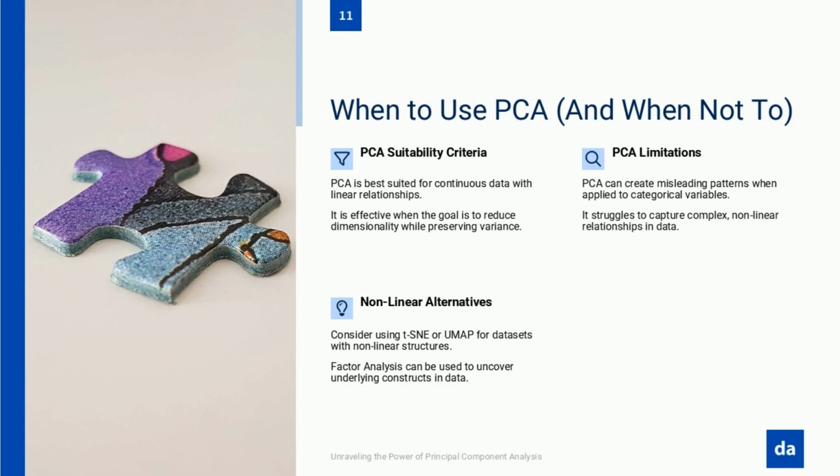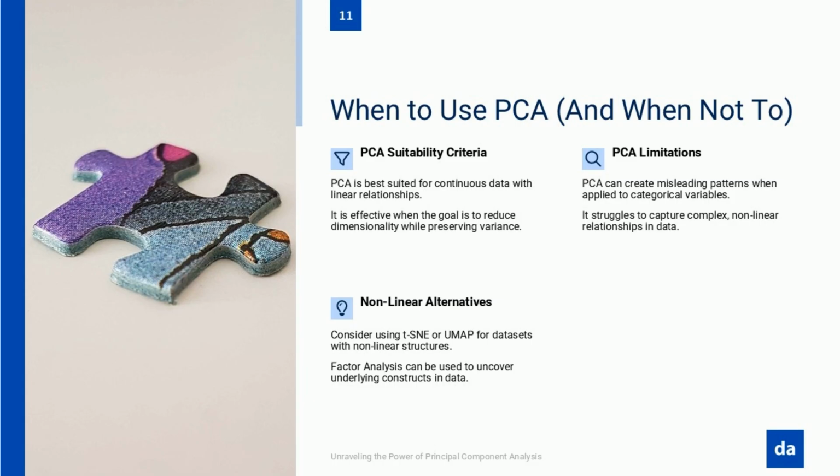PCA assumes linear relationships between variables and works best with continuous data. This fundamental assumption means it excels with datasets containing numeric measurements that vary continuously, like sensor readings, financial metrics, or physical dimensions. When these relationships follow relatively straight lines on scatter plots, PCA captures the underlying structure efficiently.